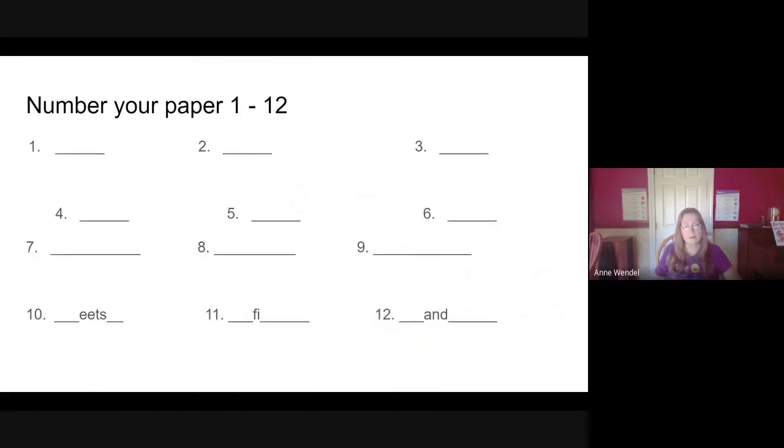We're up to the last part. You're going to need a piece of paper and something to write with. On your paper, number from 1 to 12. Pause the video now and do that. For numbers 1 through 6, I'm going to say a sound and you're going to write it on the lines. Number 1, what one letter makes the sound w, as in wish?